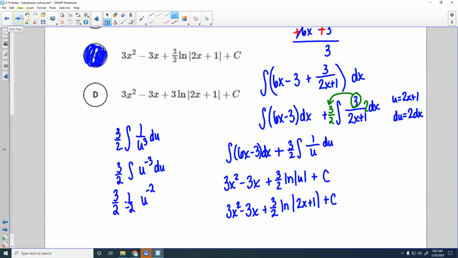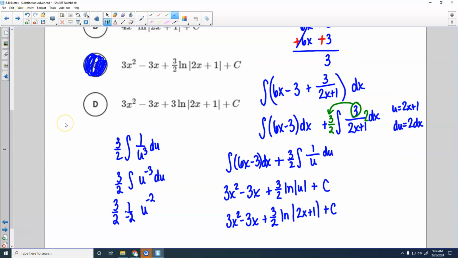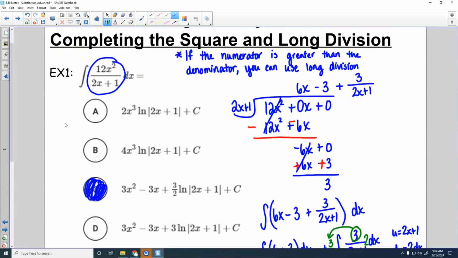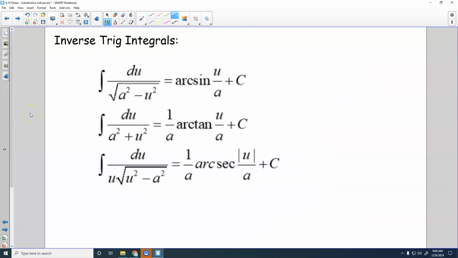Okay? All right, so when do we do this? When do we do long division? Numerator is greater than the denominator. Okay? All right, now, here you have your inverse trig integrals.